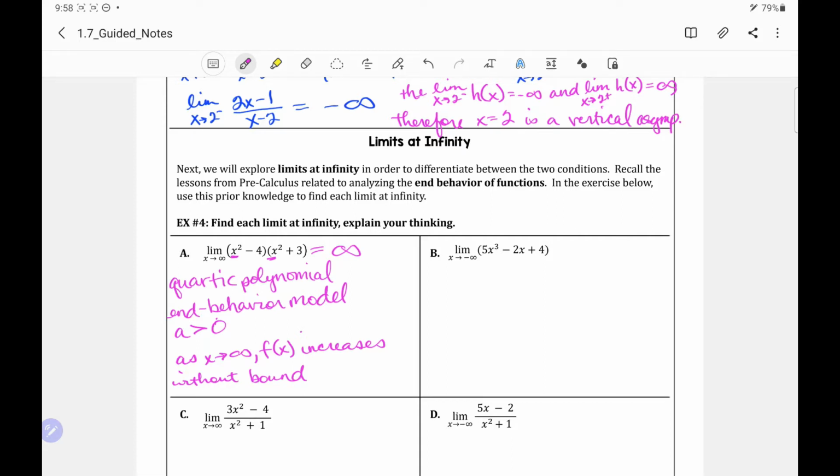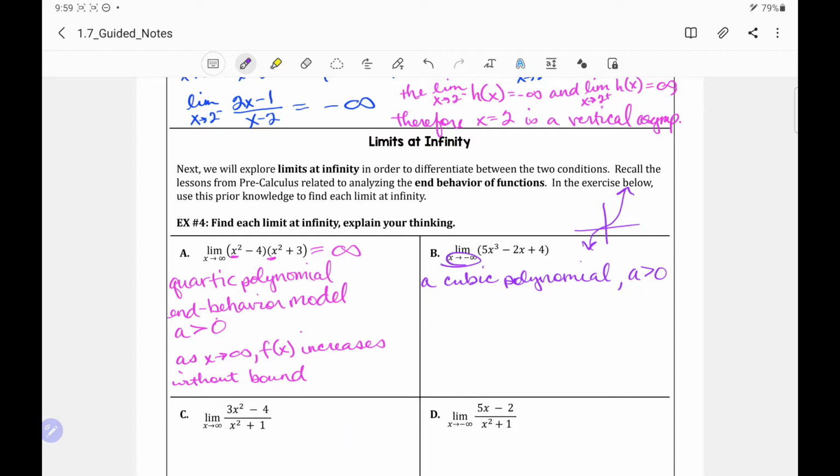Similar, try to do it and then unpause the video, but notice that this one is a positive leading coefficient, but it is an odd degree. So we've got a cubic function, cubic polynomial, cubic function, either way you want to say it. We still have A is greater than 0. The leading coefficient is positive. And what happens to the cubic? Remember, if you think about the graph of a cubic function, it's kind of like this, right?